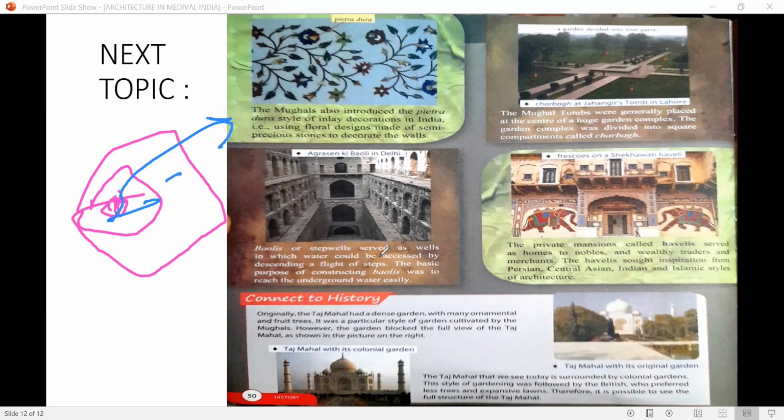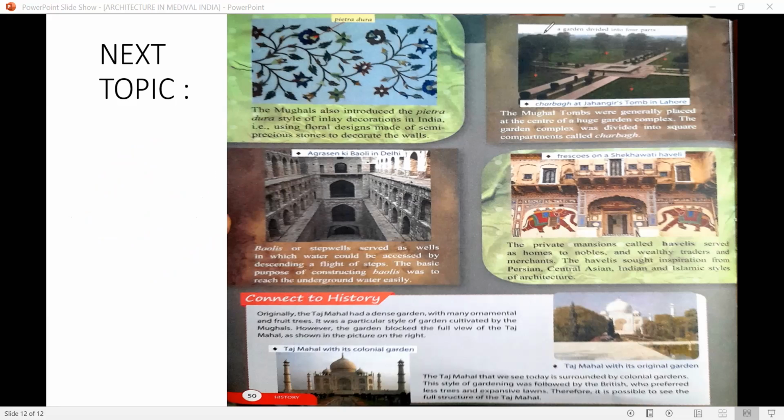Now, this served as wells in which water could be accessed by descending a flight of steps. As I told, they are underneath, and a woman or man goes down to take water, and that's why they are known as bowlies also. The basic purpose of constructing bowlies was to reach underground water easily. There were no pipes at that point in time, so underground water was transported like this only.